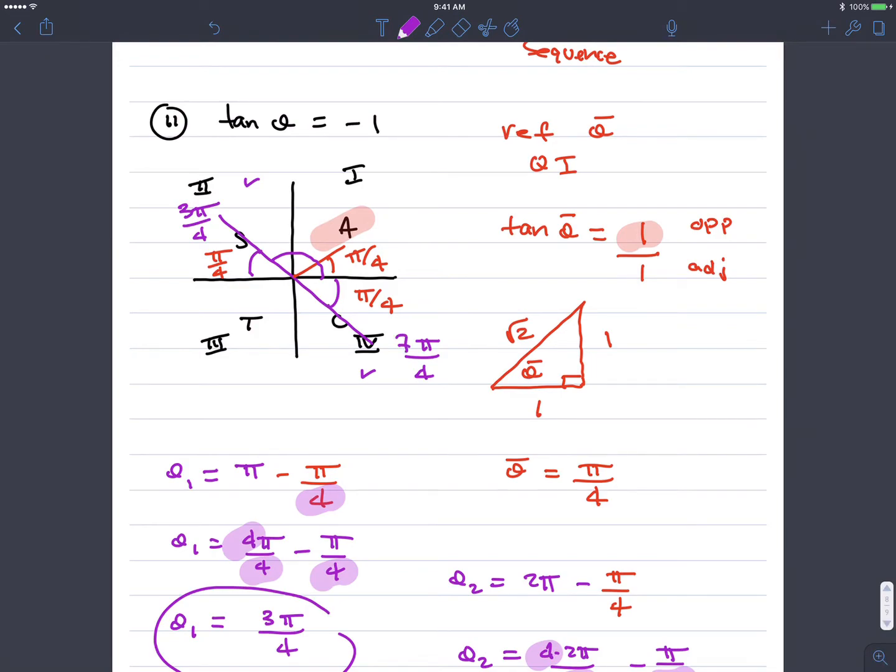Now let's erase some of this other stuff that's not really needed. Here, here, here. Okay, and then we just found the second angle. Oops. I wish I had an undo.